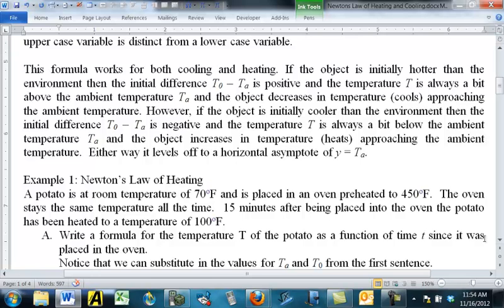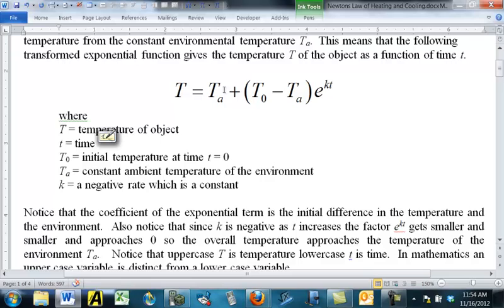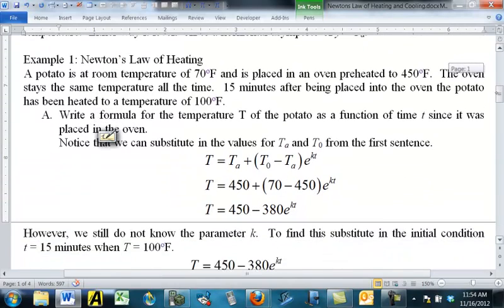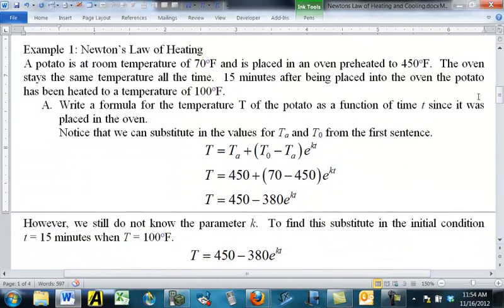But if the object is initially cooler than the environment, then the initial difference T sub 0 minus T sub A is negative, and the temperature T is always a bit below the ambient temperature. It'll be colder and then warms up towards the ambient temperature. Either way, it levels off at an asymptote of y equals T sub A. Technically, in this formula, it never really reaches that asymptote, but in practicality, it's so close that you can't tell the difference. We are assuming that the temperature of the environment stays the same.